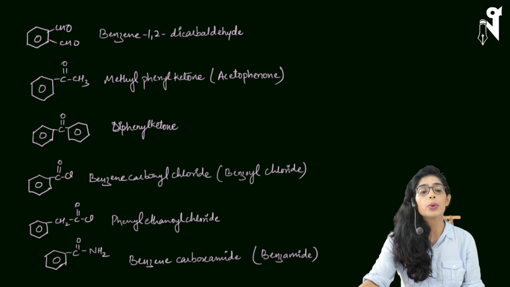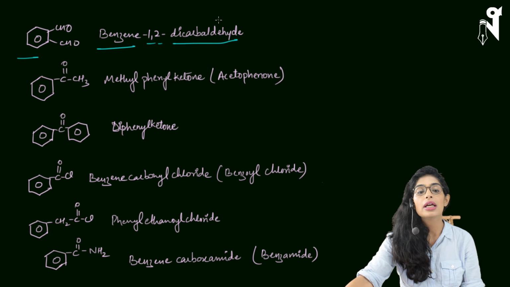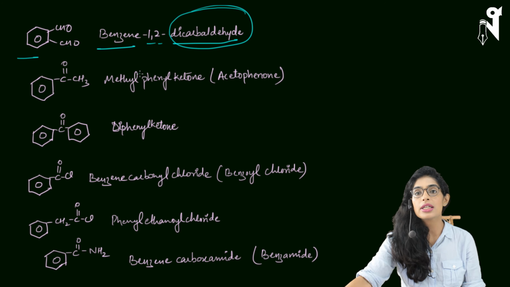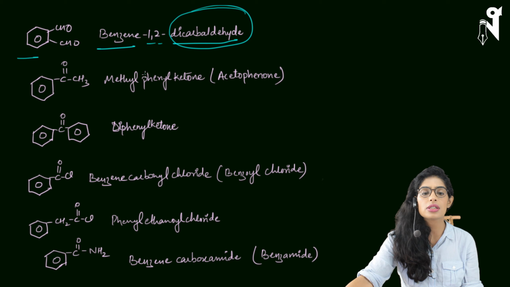Acetaldehyde is the common name for ethanal. Next, we have benzene with two CHOs. We can also write it as benzene 1,2-dicarbaldehyde. We have learned the special names of aldehyde, and carbaldehyde is the special name of aldehyde when it is present on the cyclic chain.